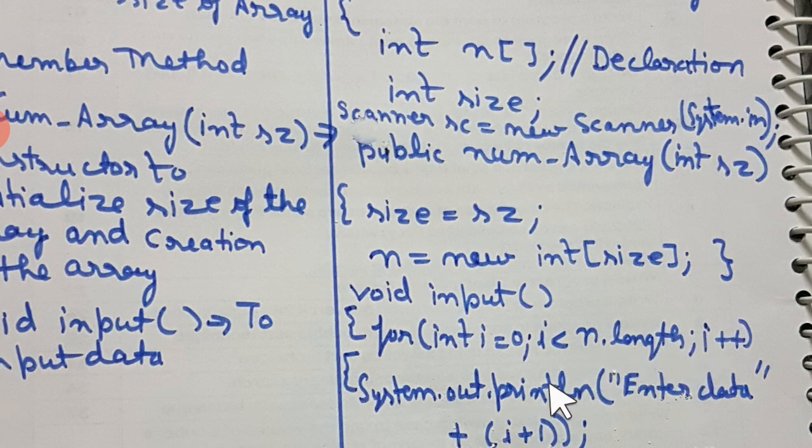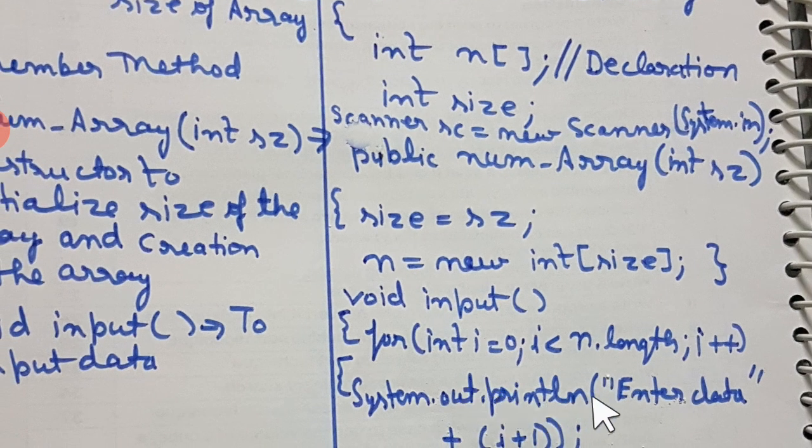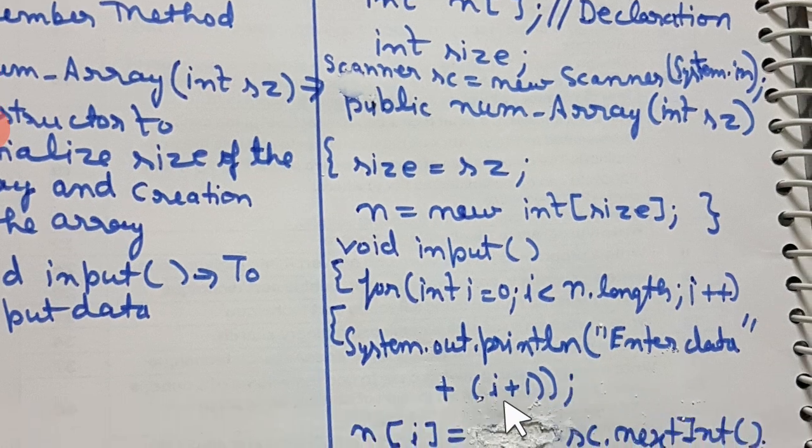After that, students, we have written here the message System.out.println enter data. After enter data, I have written i plus 1, that means the value of i plus 1. Why have I done so? Because I want to give a proper message on the screen. Suppose I don't write i plus 1. So what will be there?